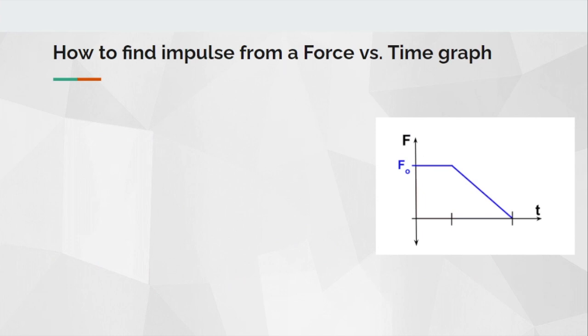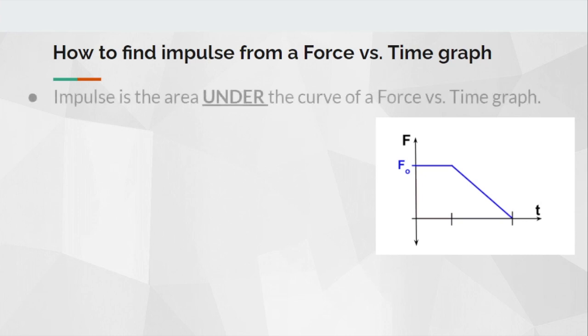So how do we find impulse from a force versus time graph? We mentioned that earlier in the notes, and I want to talk about it right now. First thing we need to note is that impulse is the area under the curve of a force versus time graph. So the area under the curve is referring from here down to the x-axis, and here down to the x-axis. And you guys did something similar to this in our energy unit when we figured out work and we were given a force versus displacement graph.